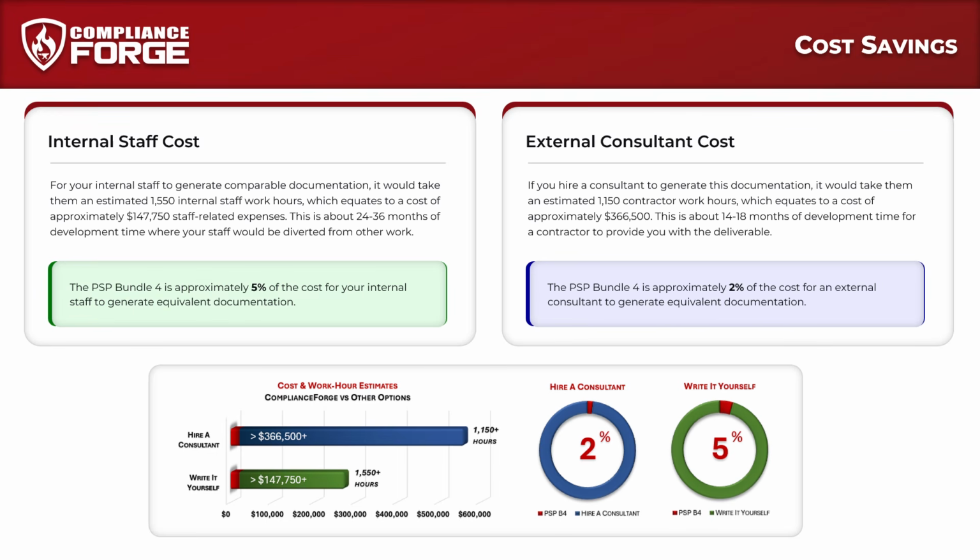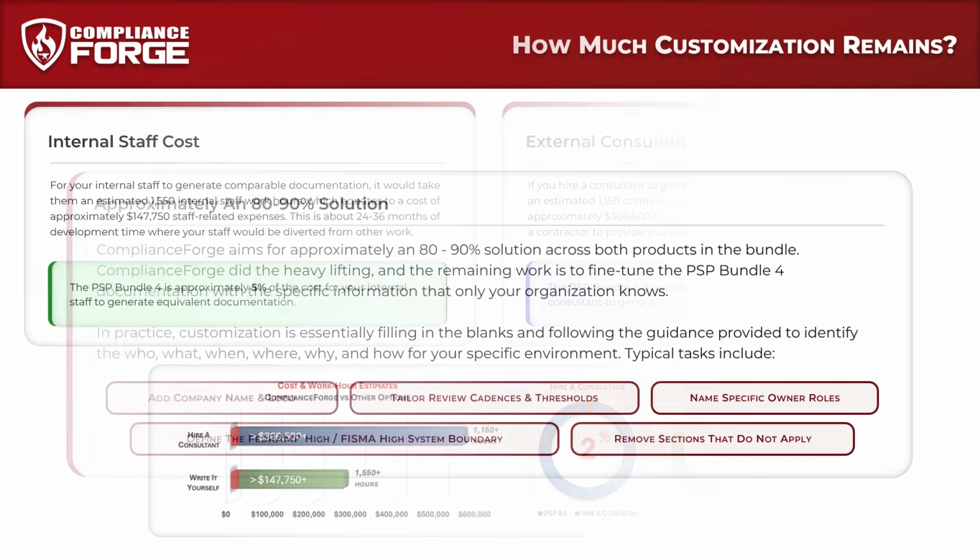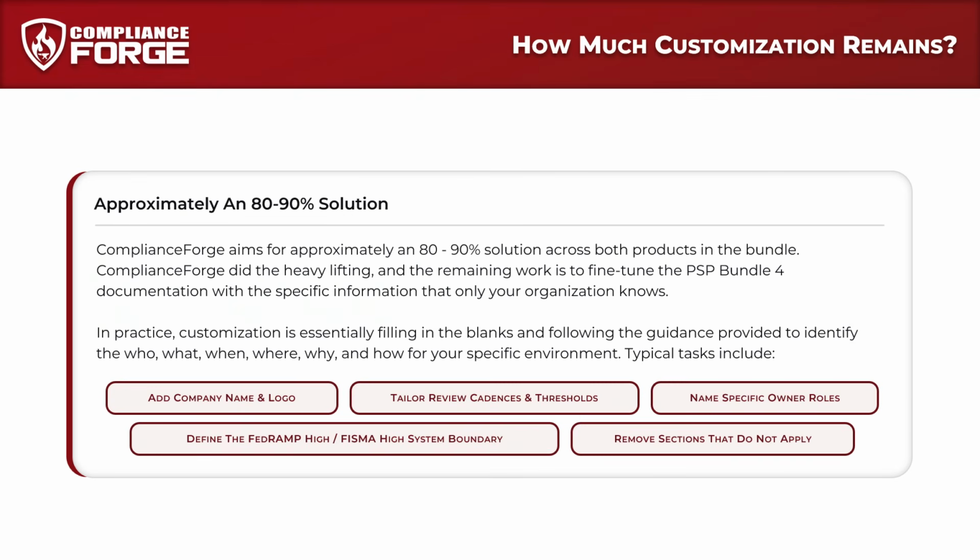The PSP Bundle 4 is approximately 5% of the cost for your internal staff and approximately 2% of the cost for an external consultant to generate equivalent documentation. The bundle itself is $7,172. So how much work is left for you?